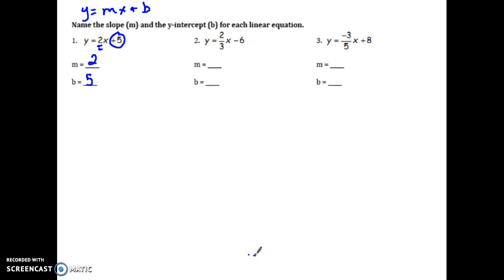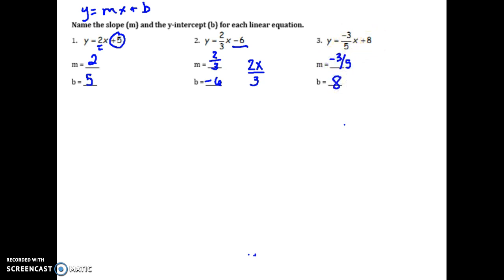Number 2, we have a fraction coefficient, and that's fine. 2/3 is our slope. This could also be written as 2x over 3. You've got to pull it out and identify that that would be a slope of 2/3. In this case, the y-intercept is a negative 6. Number 3, your slope is going to be a negative 3/5, and your y-intercept is going to be a positive 8.